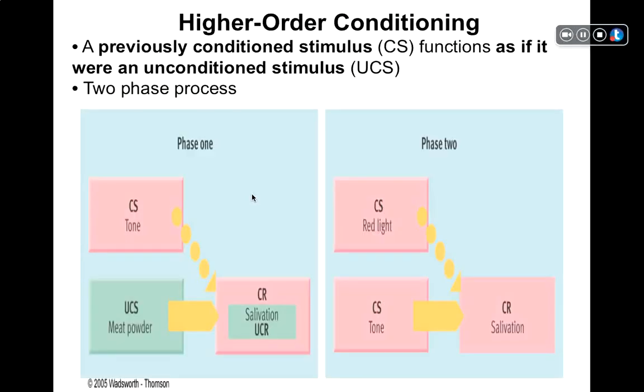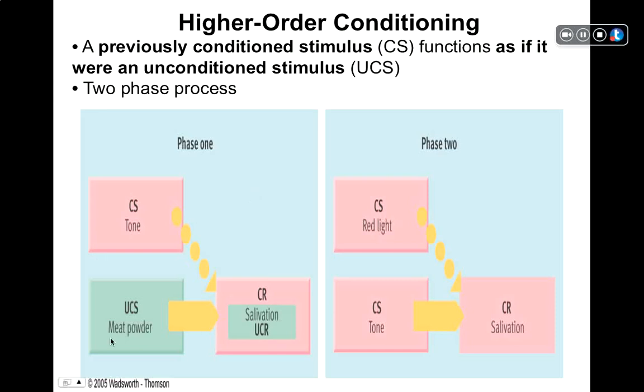All right, so the last phenomenon here we want to talk about is higher order conditioning. This is a little bit tricky, so I'm going to use some illustrations here to capture this. So textbook definition of higher order conditioning: a previously conditioned stimulus, that is the CS, functions as if it were an unconditioned stimulus, the UCS. So think of higher order conditioning as being a two-phased process.